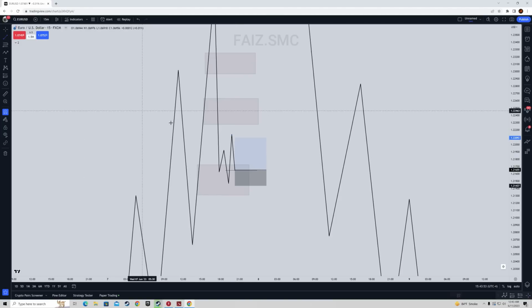Price comes back into here, and we target 1 to 2. Simple as that. And when price comes back to 1 to 1, so if price goes to 1 to 1, you go break even. So you move your stop loss to break even.